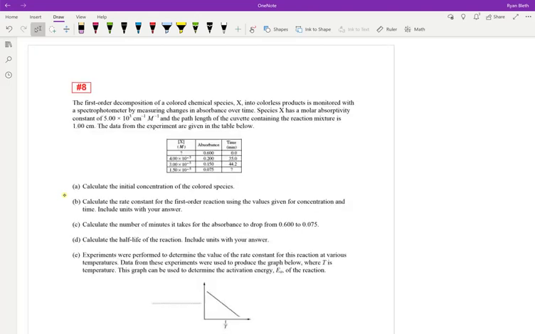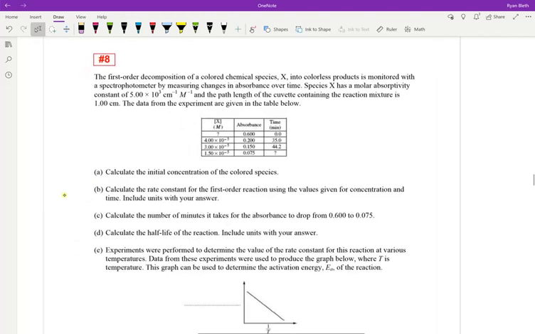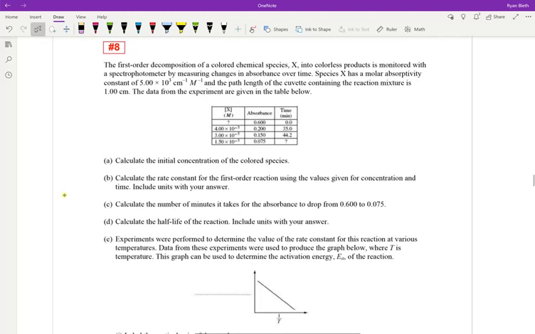All right, let's take a look here at 8. The first order decomposition. So right away we know it's first order, and that's an important thing to catch. They often put that in the phrasing of the opening of the problem. The first order decomposition of a colored chemical species X into colorless products is monitored with a spectrophotometer by measuring changes in absorbance over time.